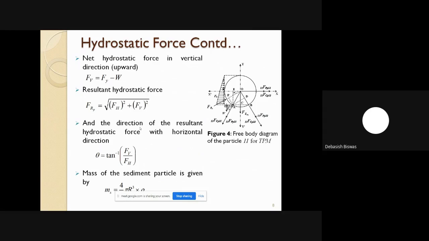The mass of the sediment particle has been calculated by the following expression, where RS is the particle size or particle radius. The radii chosen in the present analysis are 300 micron, 400 micron, and 500 micron. And rho S is the density of the sediment particle, which has been chosen as 2650 kg per meter cube from the standard literature.